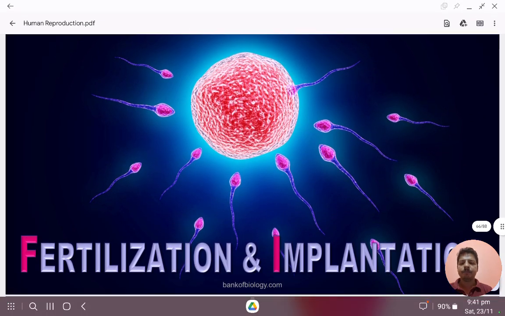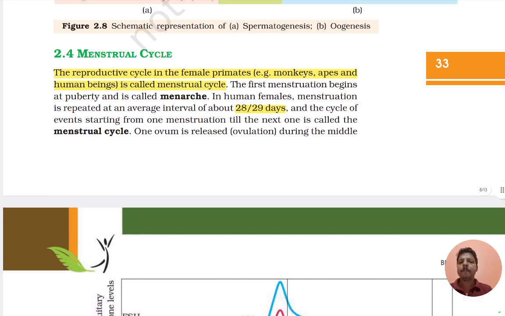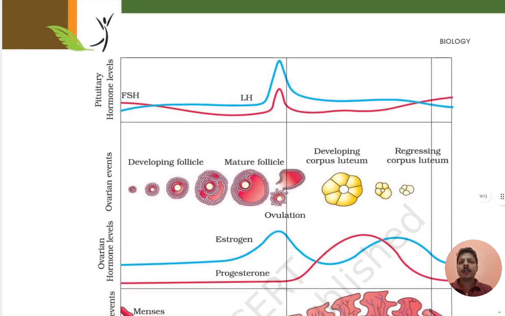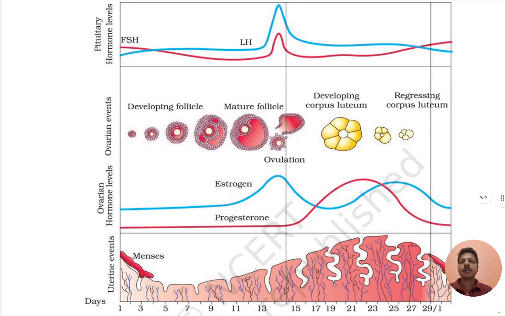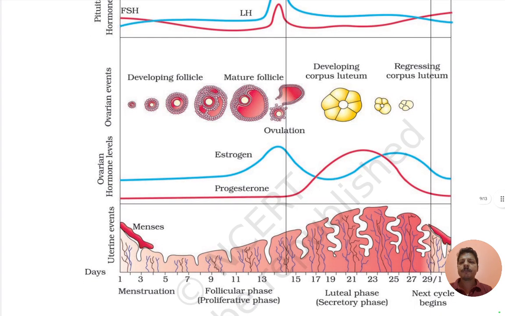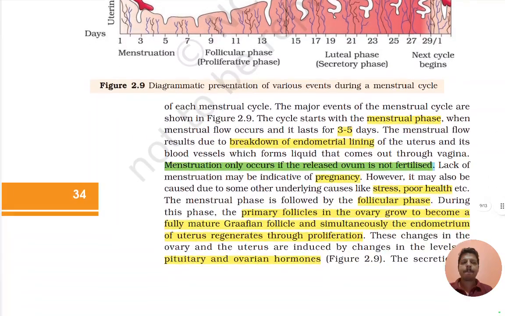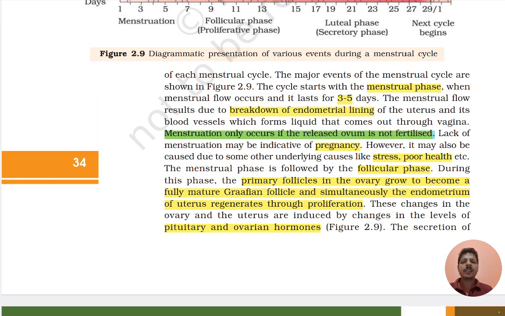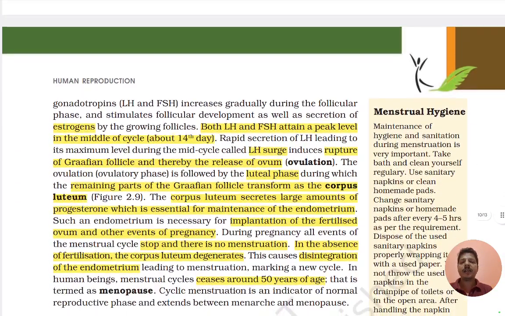Fertilization and implantation. Before starting it, let's see what your NCERT says. Here again, the menstrual cycle and menarche are given, with a 28 to 29 day cycle. Here you can see the diagram: pituitary hormone level, ovarian events, ovarian hormone level, uterine events. The same points are given that I told you just now from the PDF. I already underlined it.